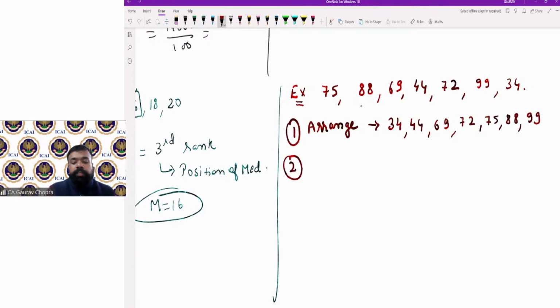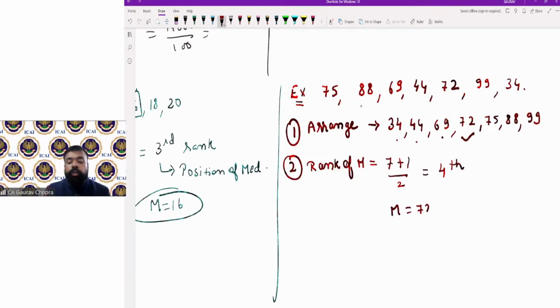Now, second is to find out the rank of median. So how many observations are there? 7 observations. So 7 plus 1 divided by 2. It will give you fourth rank. So count 1, 2, 3, 4. 72 is having the fourth rank. So median is equal to 72. So in this way, you can easily get the answer. Yes, most of you have given the answer correct, 72.